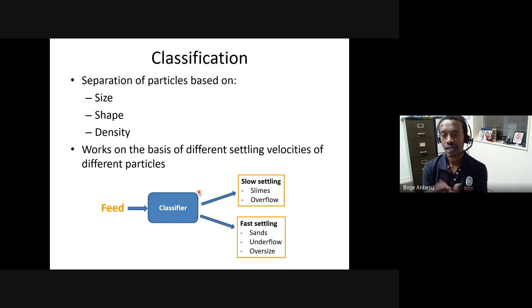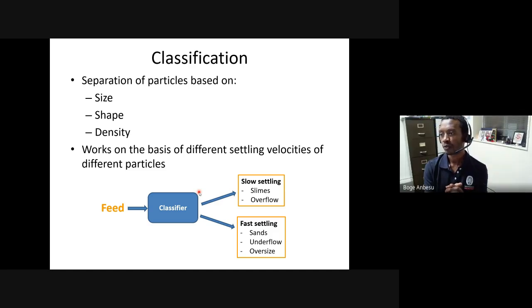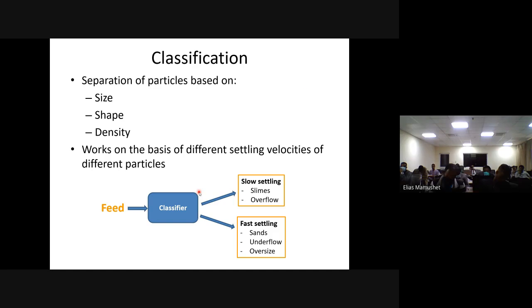Shape can again be critical. Flat particles float easily on water, for example, and they can be carried easily with water, even if they're coarse, large particles. If they're flat, they can be easily removed to the overflow, and again, they can report to the wrong portion. So in classifiers, although we mainly exploit differences in particle size, we can also sometimes use differences in density and so on to result in separation.